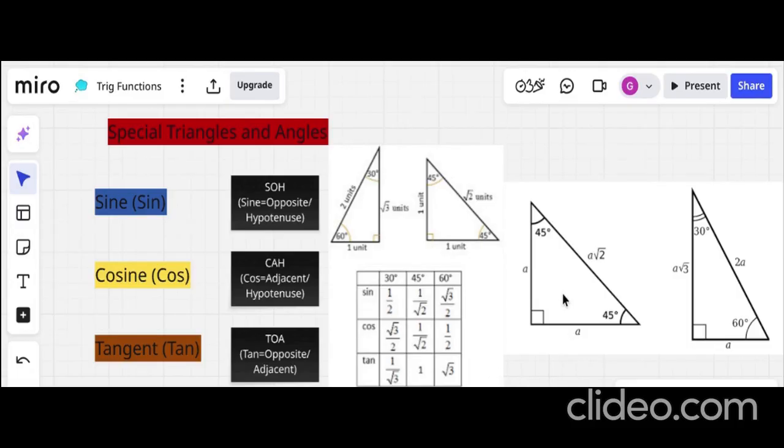If you remember this or this, you should be able to figure out the opposite way of reverse engineering it, kind of this special triangle. So yeah, those are going to be the special triangles that you need to know.